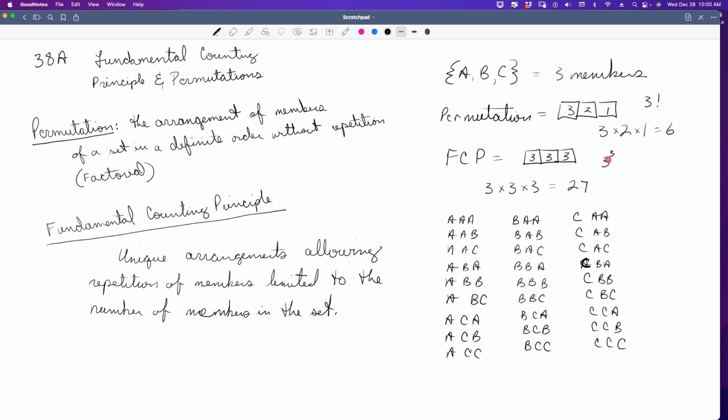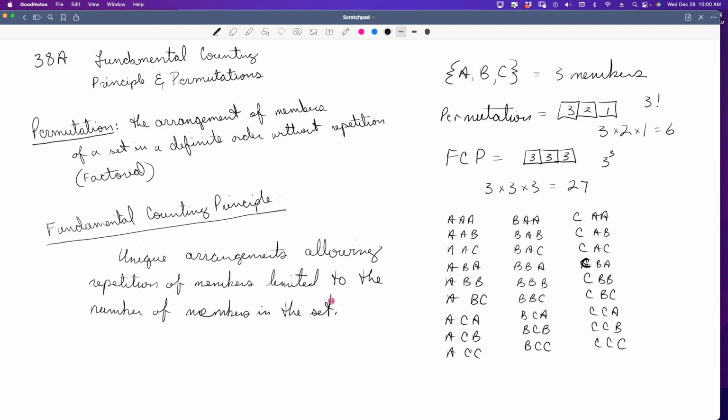So the way we calculate that is to identify the number of members in the set, and that becomes the base, and then the number of members in the set also becomes the exponent. And that would be the format that you use. So if you had a 4-member set, then you would say 4 to the 4th power would be the number of arrangements that would allow repetition of the members, but would be limited to the number of members in the set.